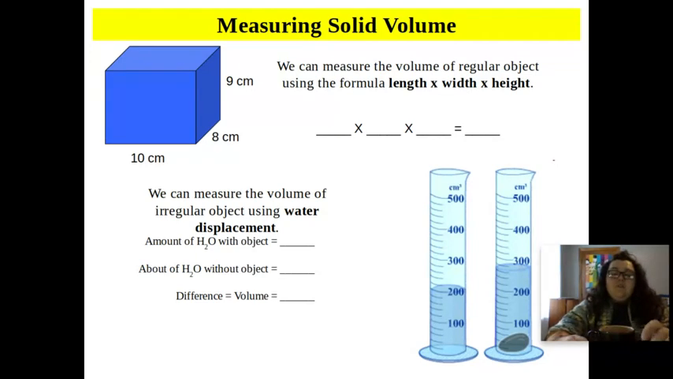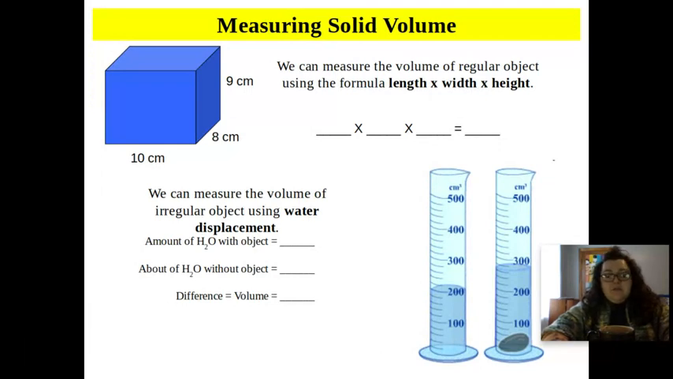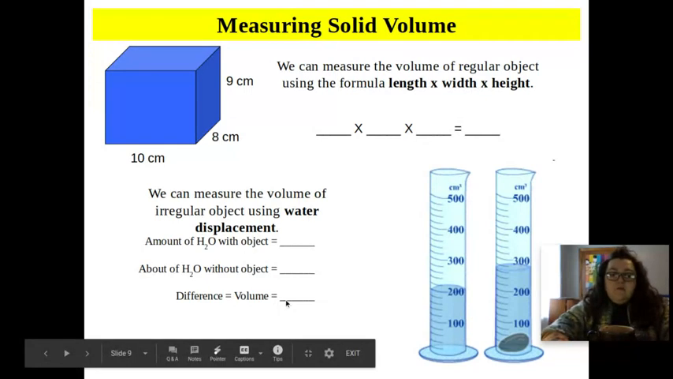So whenever you're measuring volume, you're either going to be doing length times width times height, or you're going to be doing water displacement, which is the amount of water with the object minus the amount of water without the object to get the volume of the object.